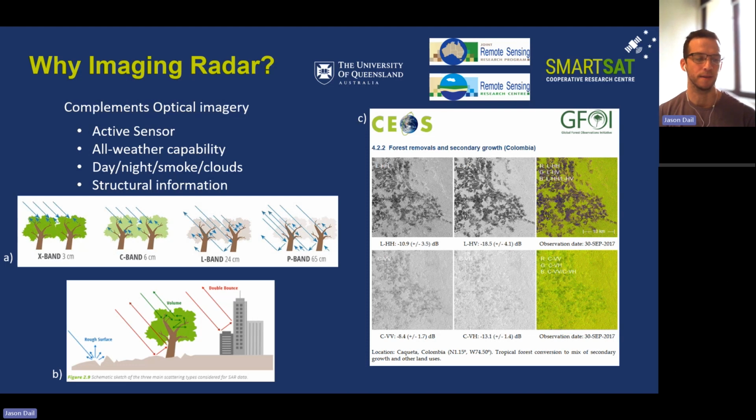The amount of backscatter that the satellite receives gives an indication of what type of target on the ground the signal is interacting with. Figure A shows to what extent different wavelengths penetrate through a forest. I will mostly be working with C-band and L-band. Figure B shows the three main scattering types: surface scattering, volume scattering, and double bounce. And Figure C gives a comparison of C-band and L-band imagery.